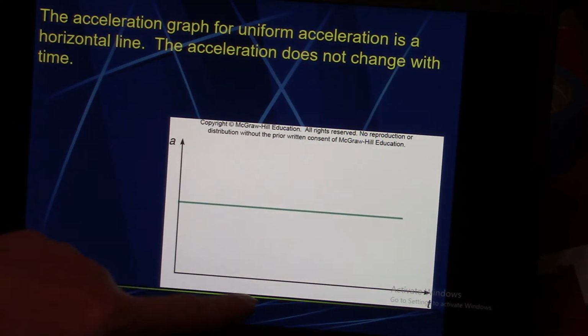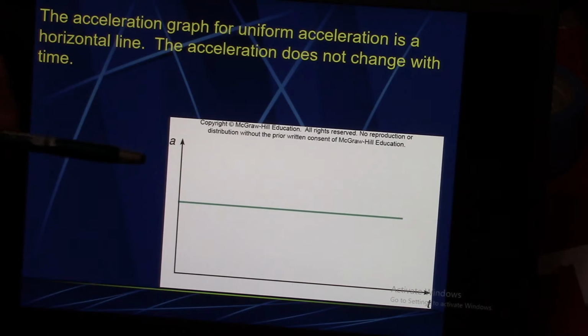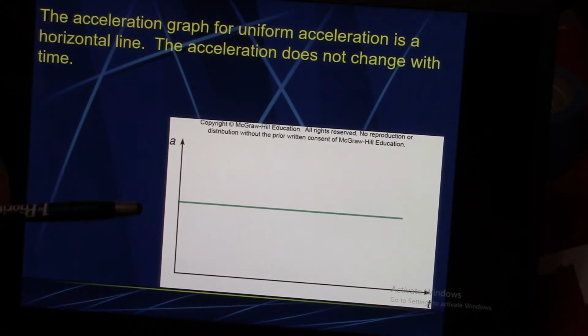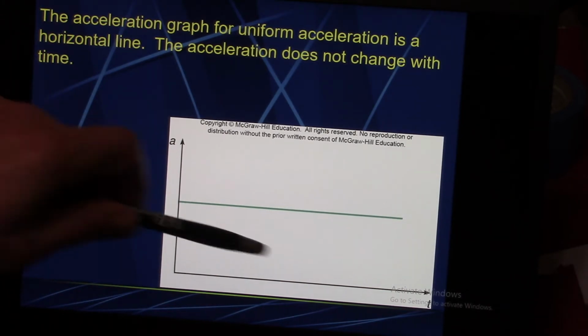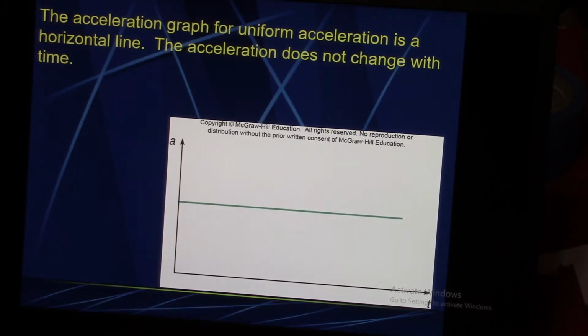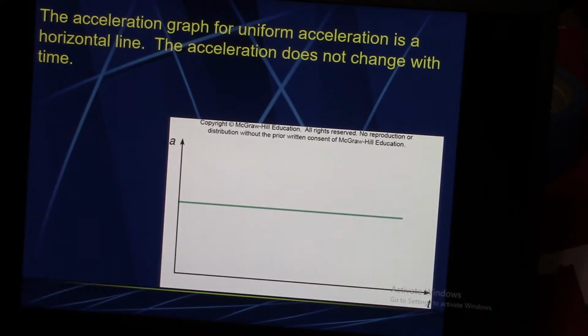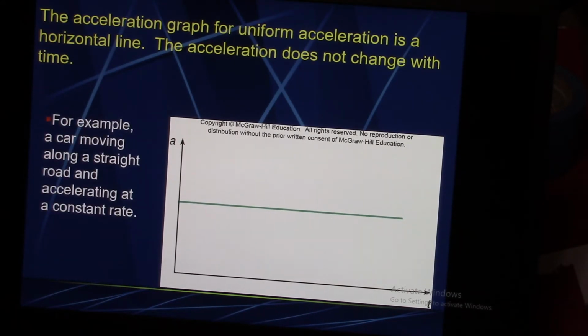So here we have acceleration versus time, right? The first graphs we had were distance over time, then velocity over time. Now we have acceleration over time. When it's uniform acceleration, the acceleration doesn't change. Your velocity is changing, your distance is changing, time keeps changing, but the acceleration is not changing. Don't worry, we'll have math problems that'll help you with this.